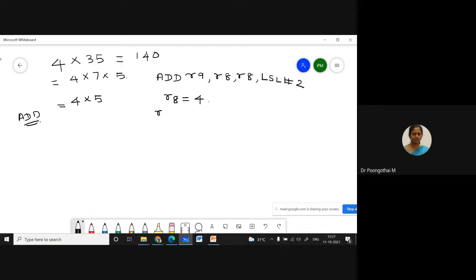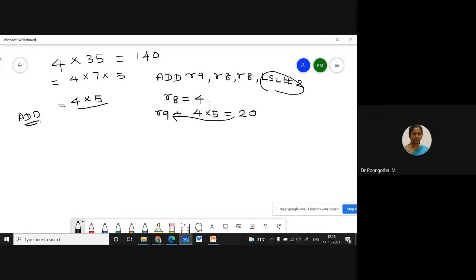So I'm going to multiply this register content by 5. So 4 into 5, your answer will be 20, and transfer that answer into R9. So that is our objective. For that I have to use this LSL #2. First you have to complete this expression, 4 into 5.